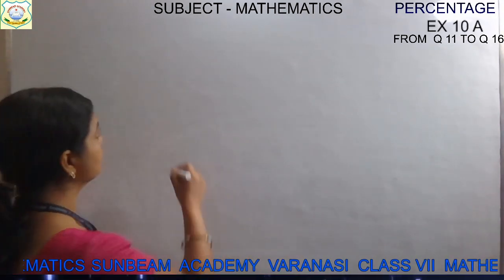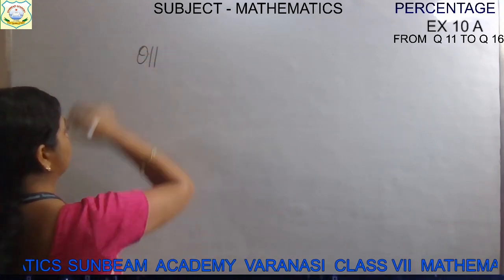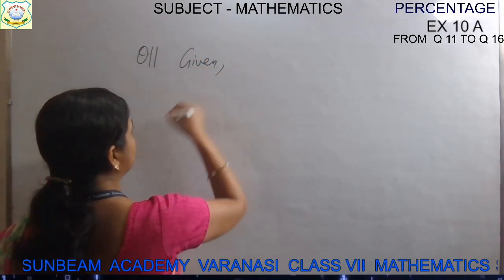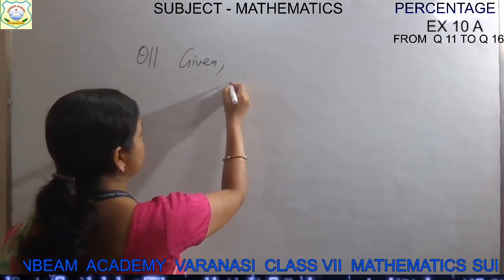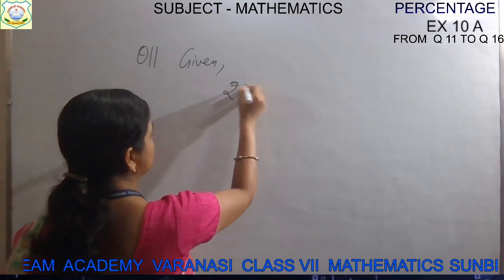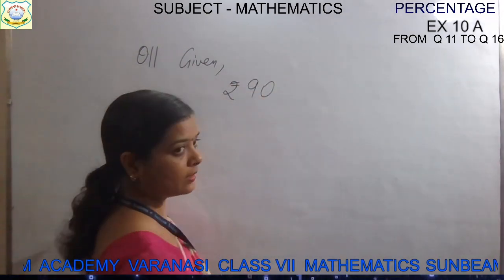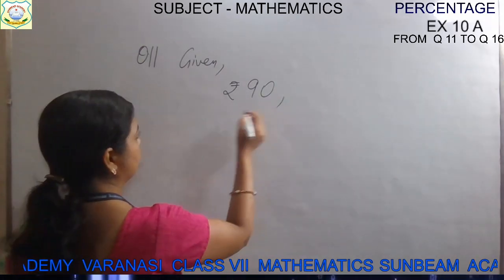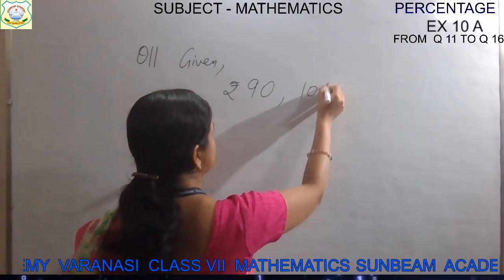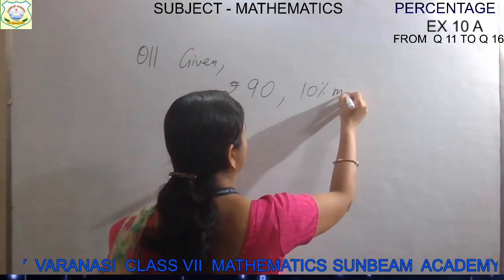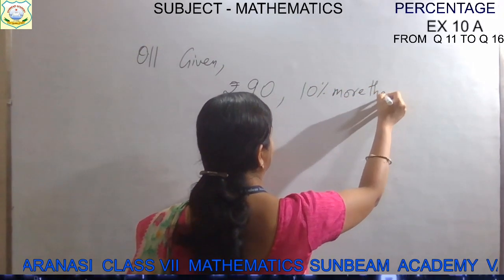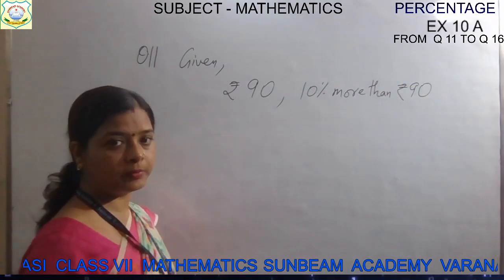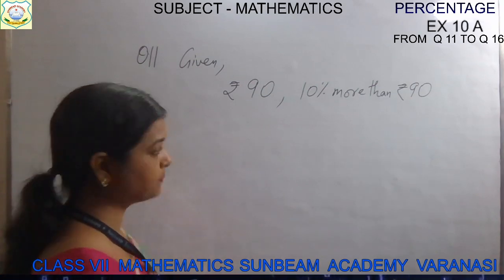Question number 11, given. What is given? We have rupees value, 90 rupees. And what we have to find? We have to find 10% more than rupees 90. This we have to find.